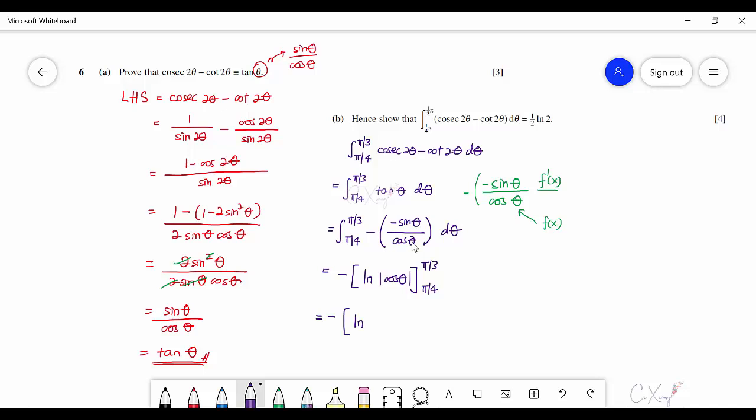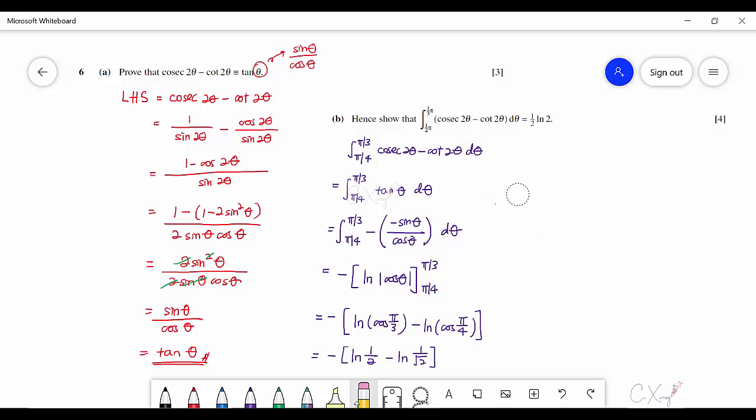So you substitute the limits inside. You have ln cos pi over 3 minus ln cos pi over 4. Then you retrieve the values for cos pi over 3 and cos pi over 4. Cos pi over 3 is half, and cos pi over 4 is 1 over square root 2. I will keep everything in exact form, because the final answer they want us to show is the exact value as well.